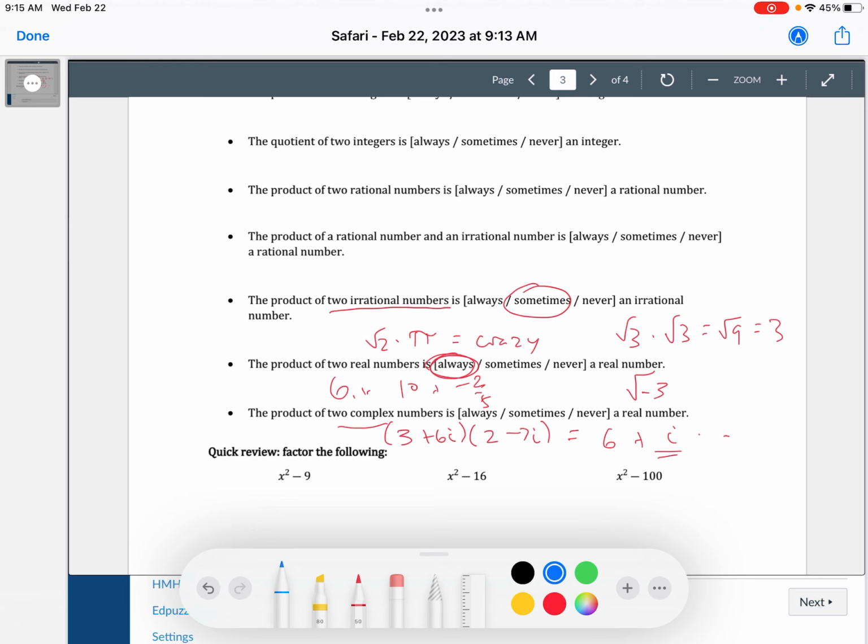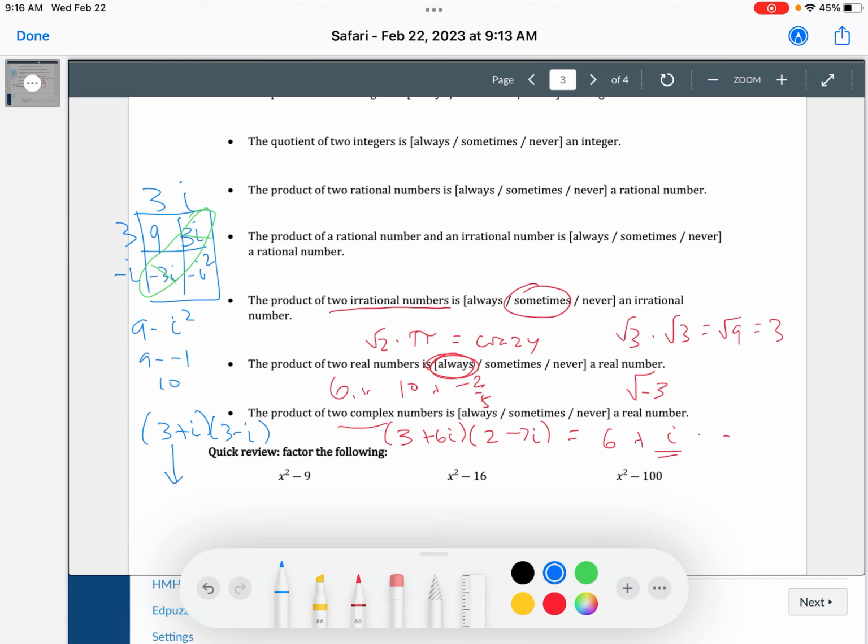What if I had something like 3 plus i, 3 minus i? Let me just put this in a box up here. 3 plus i, 3 minus i. 3 times 3 is 9. I've got 3i, I've got negative 3i, I've got negative i squared. So these ones will cancel. 3i minus 3i cancels, leaving only 9 minus i squared, which is 9 minus negative 1, which is 10.